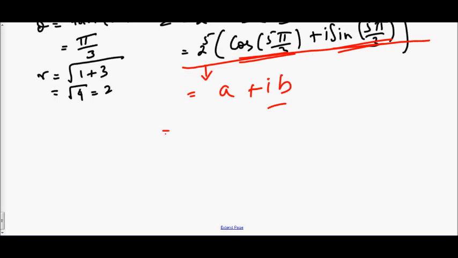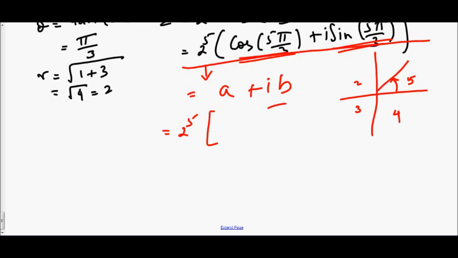I would continue with this. It would be 2 to the power of 5 cos 5 pi over 3. Pi over 3 is here, 1 pi over 3, 2 pi over 3, 3 pi over 3, 4 pi over 3, and the fifth pi over 3 would be in the same place as pi over 3. Therefore, it's the same value as pi over 3.